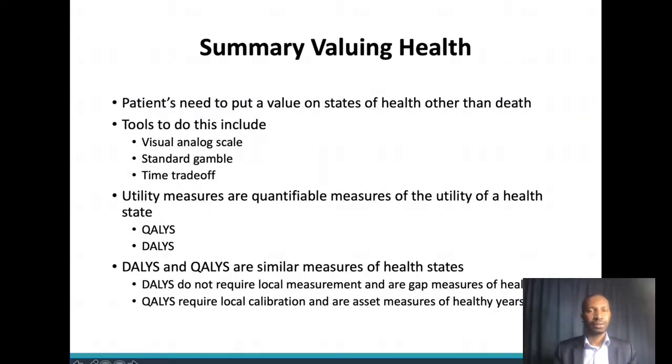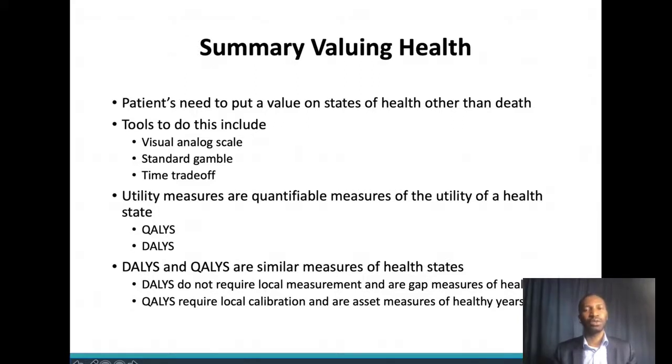Let's summarize this. There's a need to put a value on states of health other than death. Some of the tools to do this include the visual analog scale, the standard gamble, and time trade-off. We've examined all of these. Utility measures are quantifiable measures of the utility of a health state. They include DALYs and QALYs.